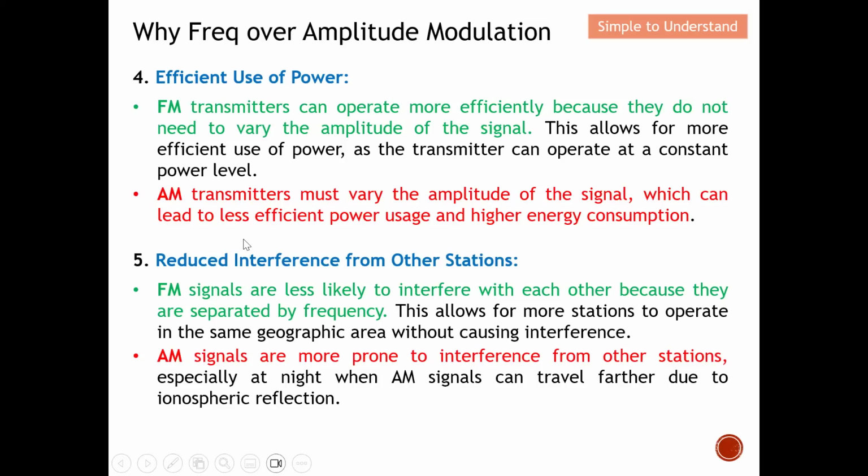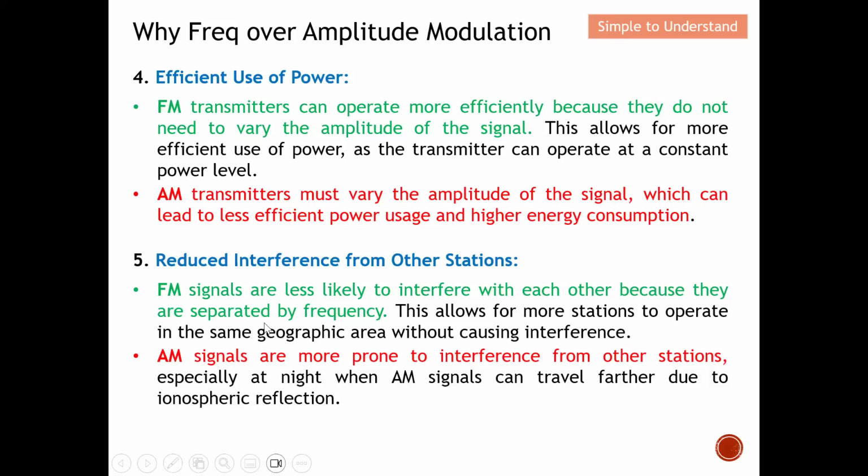Next will be the reduced interference from other stations. FM signals are actually less likely to interfere with each other because they are all separated by frequency. For FM, all the base stations are separated by frequency. All of them use a different frequency to broadcast. Therefore, you are going to get lesser interference from neighboring stations, for example. This allows for more stations to operate in the same geographical area without causing interference.